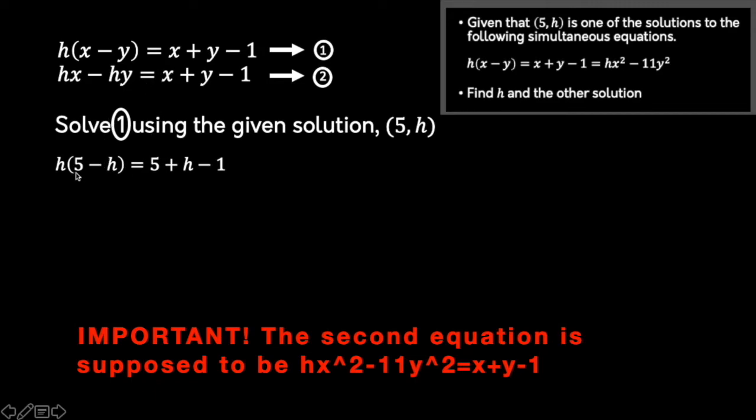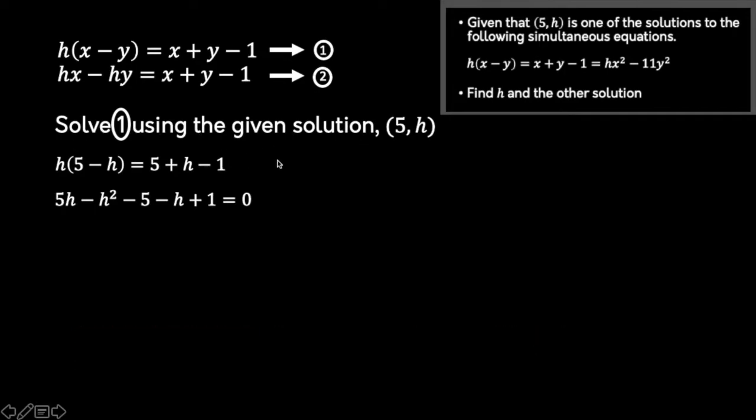And then we'll get this: h(5 - h) = 5 + h - 1. 5h - h² = 5 + h - 1. We multiply this and then we transfer this set of numbers and variables to here. So we minus 5 here, minus 5 here, minus h here, plus 1 here, and then we get this equals to 0.